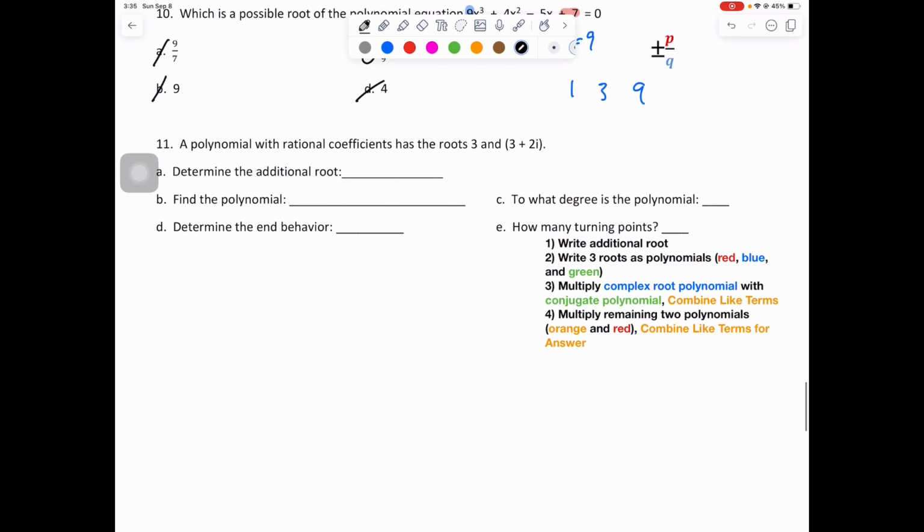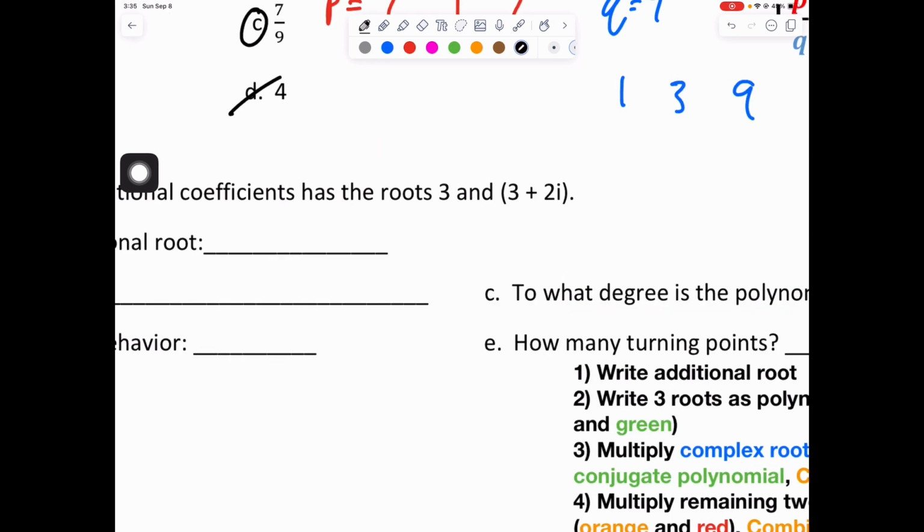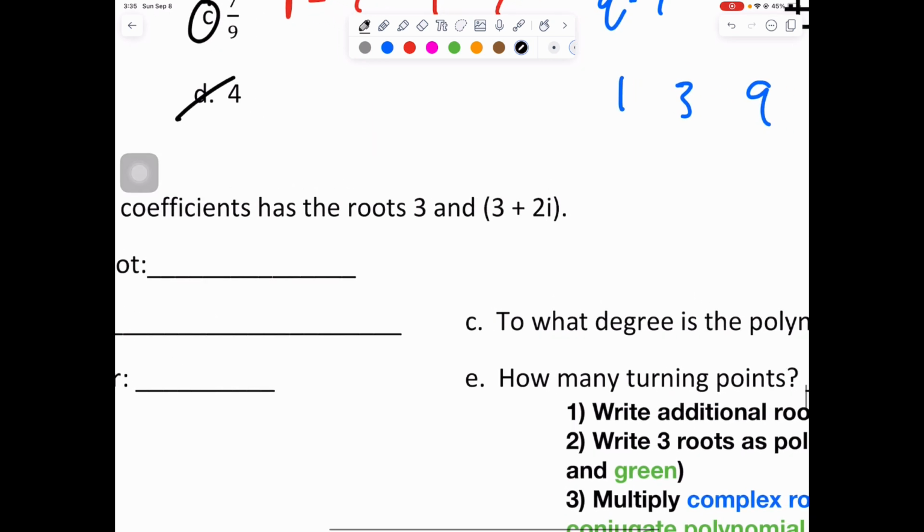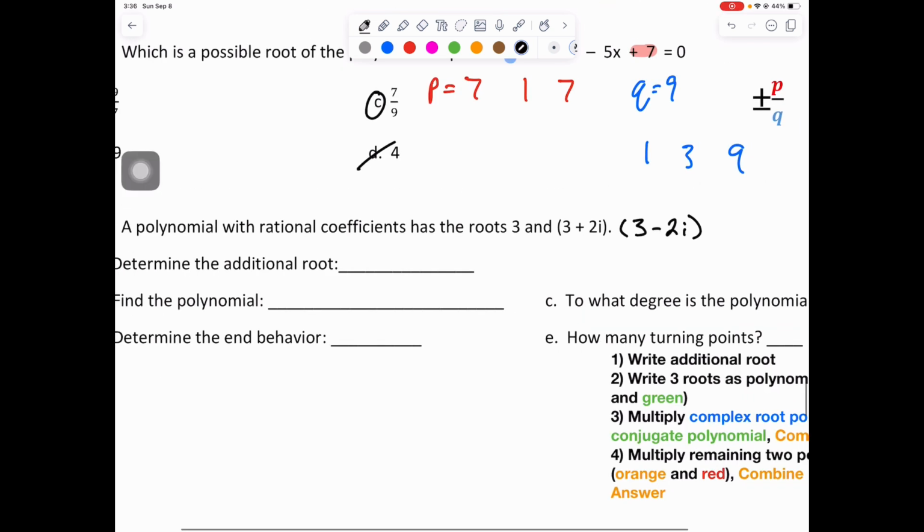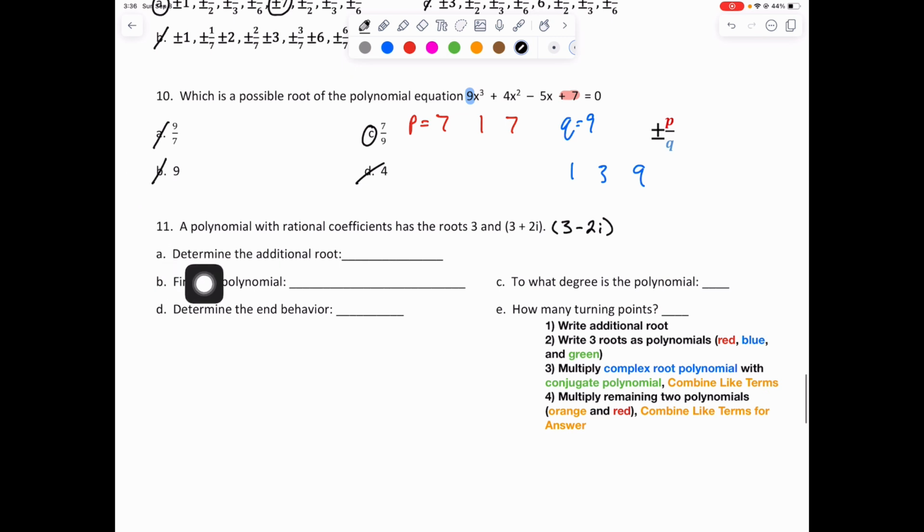All right, so for number 11, a polynomial with rational coefficients has the roots 3 and 3 plus 2i. Oh my goodness, what do we have here? We have a complex root. We need to write the conjugate of it. So we have 3 plus 2i, which means we also have 3 minus 2i. Oh, and look at what A says. It says determine the additional root. Well, our additional root is simply 3 minus 2i.